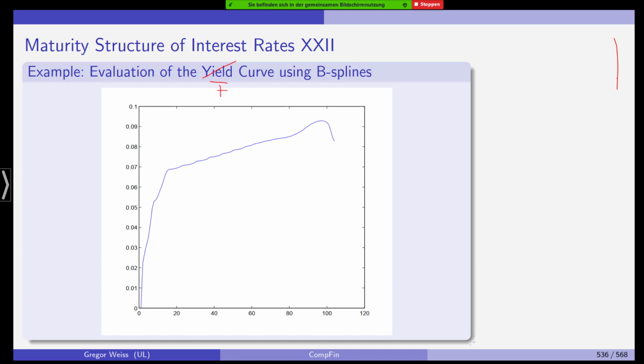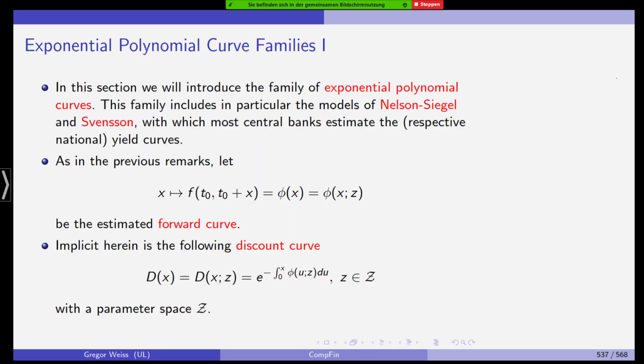Okay. So that's the approximation using a spline function, actually a cubic spline represented as a linear combination of B-splines. Now we can move next to exponential polynomial curve families, exponentielle Polynomkurven. This is actually very close to what is done in central banks. Now we will look at exponential polynomial curves, and this family includes two models, Nelson-Siegel and Svensson, which are still used by most central banks to estimate the yield curve.